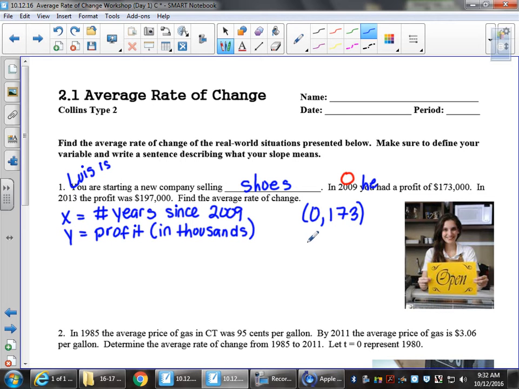Wait a minute, you don't gotta add the zeros? No, because we defined it to be in thousands. And 2013, 197? Well, let's see. So 2013 is how many years after 2009? 4. So 4, comma, 197. There we go. So this was step 1.